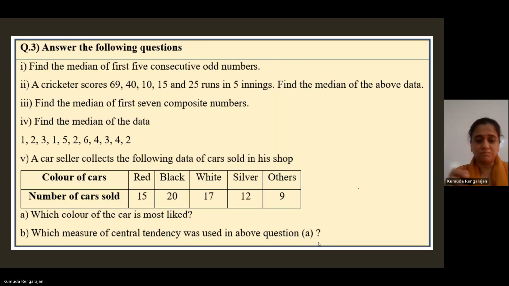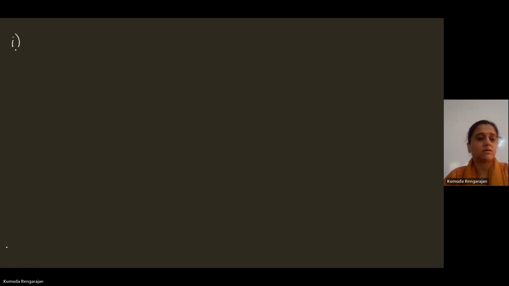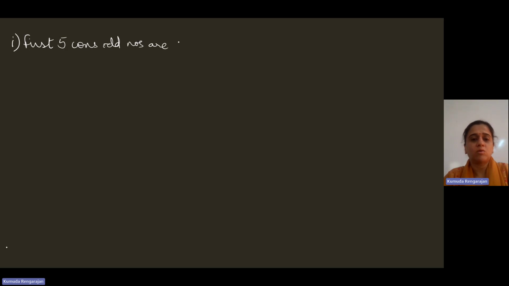Okay, so you were supposed to complete the answers to these questions. So now I'll share the answers with you. Find the median of the first 5 consecutive odd numbers. The first 5 consecutive odd numbers are 1, 3, 5, 7, 9.